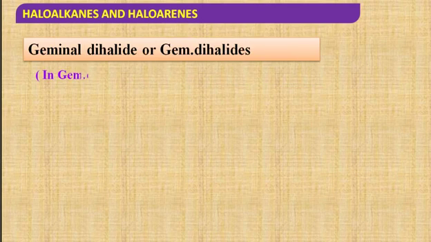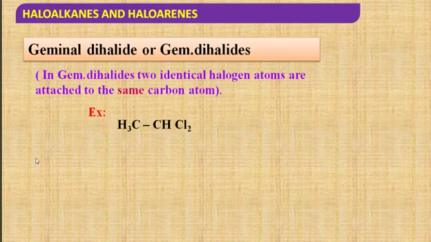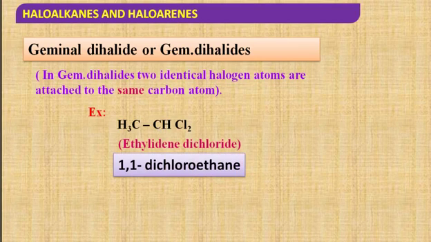In case of geminal dihalide, two identical halogen atoms are attached to the same carbon atom. For example, here you can see two chlorine atoms are attached to the same carbon atom. This is ethylidene dichloride or 1,1-dichloroethane. So 1,1-dichloroethane or ethylidene dichloride is a geminal dihalide.